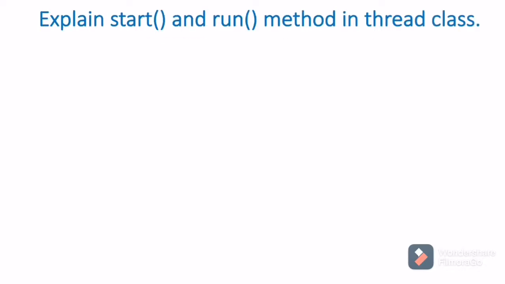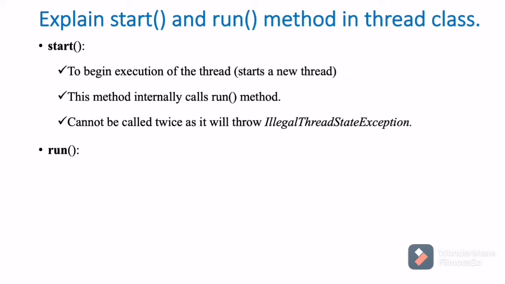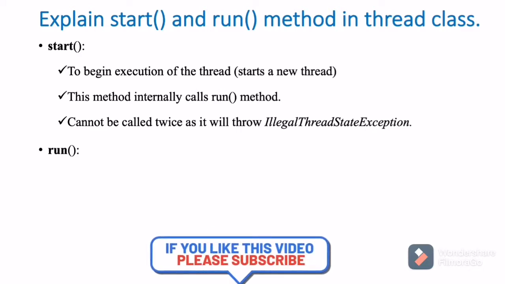Explain start and run method in thread class. The start method is used to begin execution of the thread, that is, it is used to start a new thread. This method internally calls the run method, and if we try to call the start method two times, then an illegal thread state exception will be thrown.